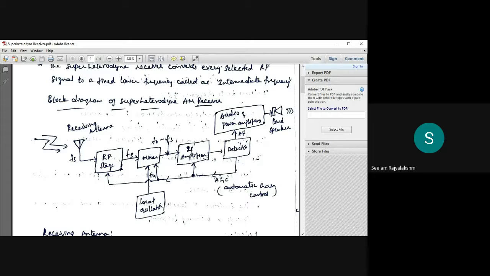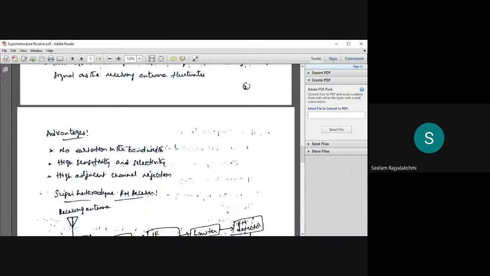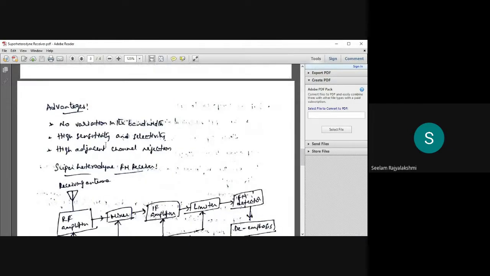Now let us discuss the advantages of this radio frequency super heterodyne amplitude modulation receiver. We cannot observe any variation in the bandwidth, and it has high sensitivity and selectivity. We also have high adjacent channel rejection. So these are the advantages of this super heterodyne AM receiver.